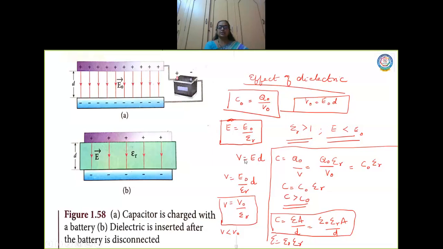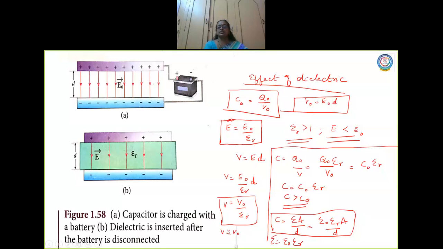Then we'll go for potential. Potential value V is equal to E into D. Now E is of course E naught by epsilon R. So substitute V is equal to E naught by epsilon R into D. Now here E naught D is nothing but V naught. So I substituted V naught instead of E naught D. So here I have the equation V is equal to V naught by epsilon R, where V is less than V naught. So electric field is reduced.